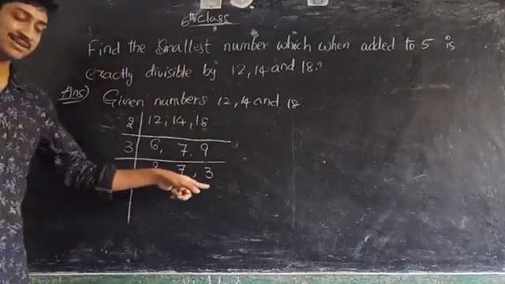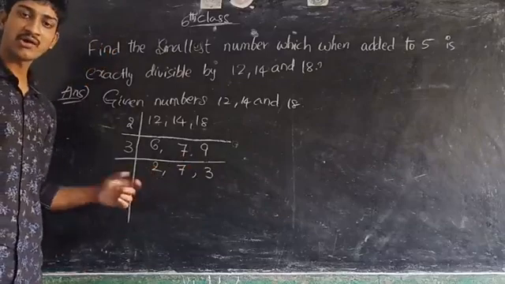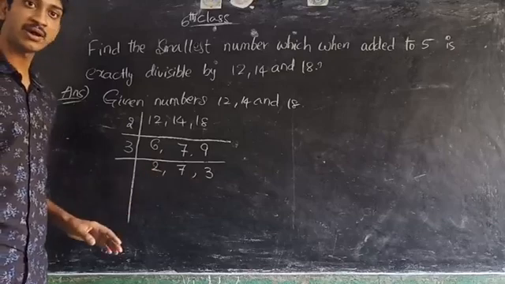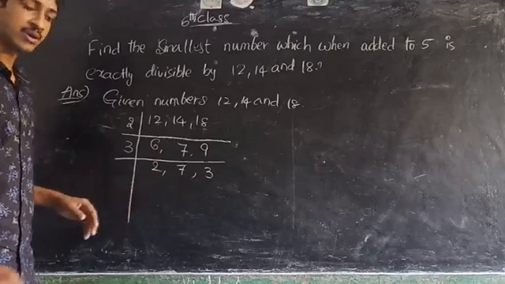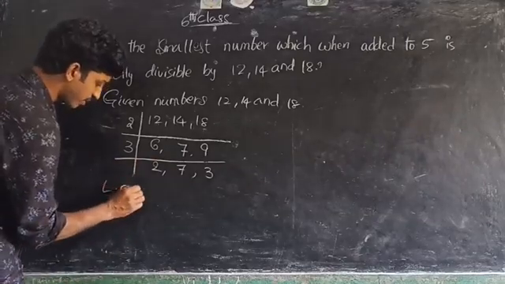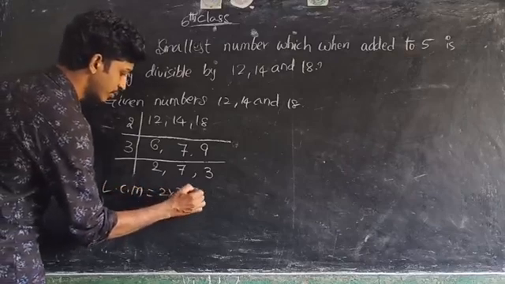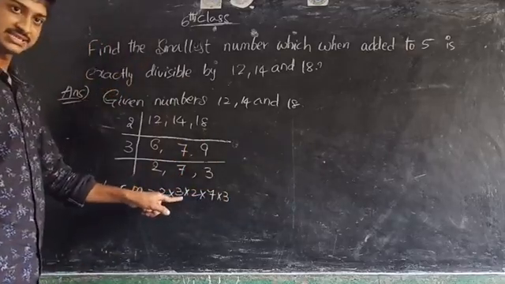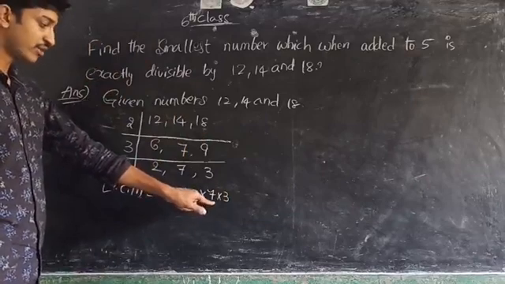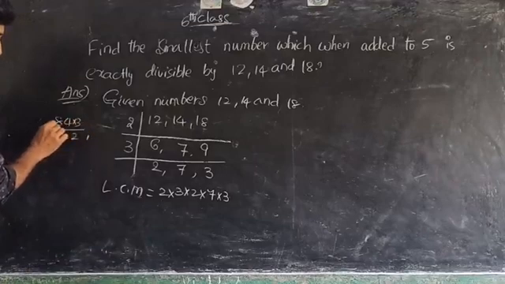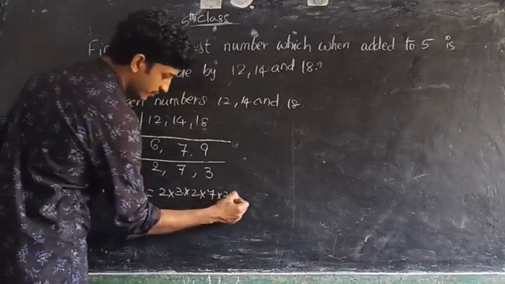See here 2, 7, 3. Do any two numbers have a common multiple? No, other than 1 there is no common multiple, so we stop here. LCM equals 2 into 3 into 2 into 7 into 3. Now multiply: 2 3s are 6, 6 2s are 12, 12 into 7 is 84, 84 into 3. 3 4s are 12, 3 8s are 24, 24 plus 1 is 25. So the answer is 252.